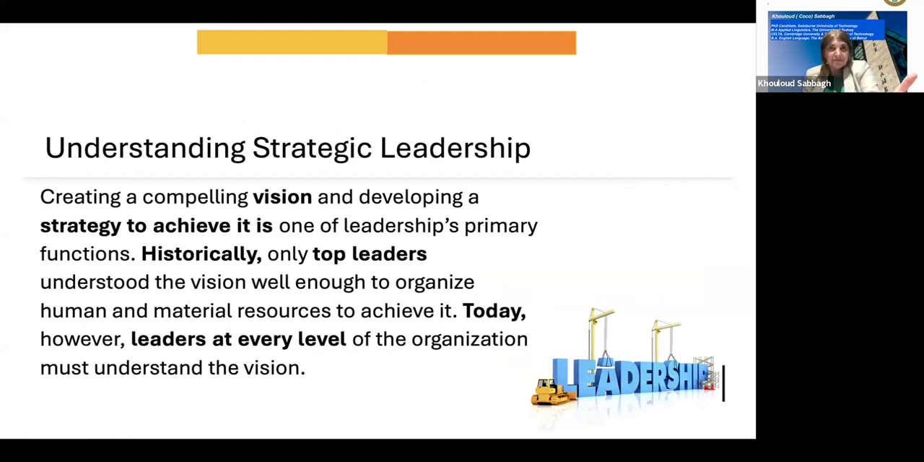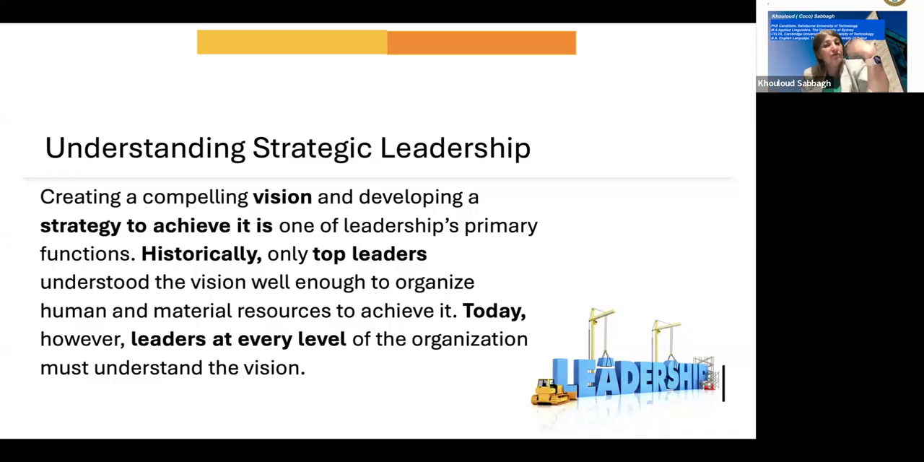Vision, right? Vision is very important. Strategic leadership requires being able to develop a vision that is compelling. When I say compelling, not any vision, but a vision that really compels, makes people want to listen to you. They want to come with you on this journey, right? And then they have the ability to develop the strategy to achieve this vision.